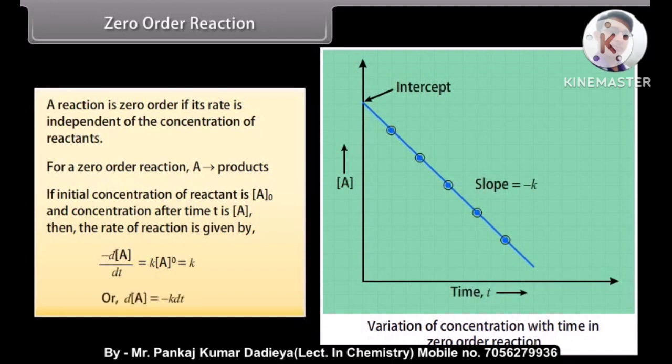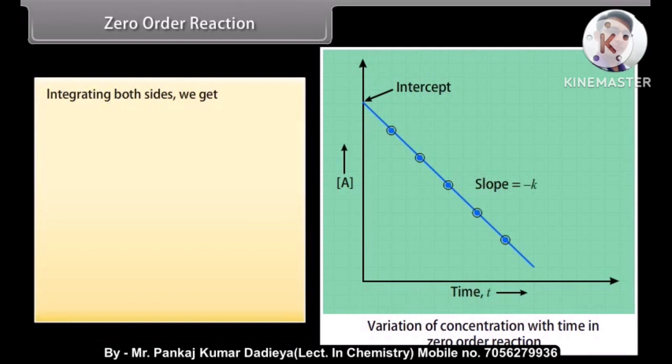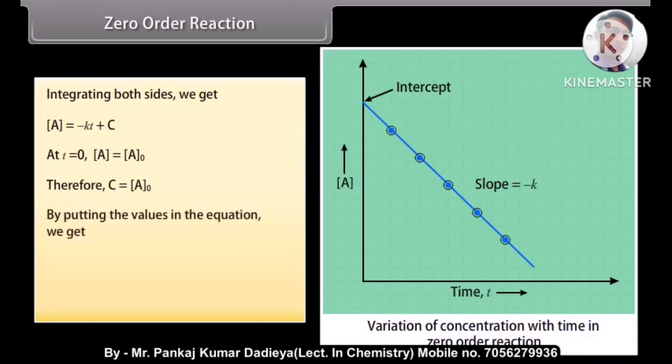It can be written as dA is equal to minus K dt. Integrating both sides, we get A is equal to minus KT plus C. At T is equal to 0, A is equal to A naught. Therefore, C is equal to A naught. By putting the values in the equation, we get A is equal to minus KT plus A naught. Or it can be written as K is equal to 1 upon T multiplied by A naught minus A.